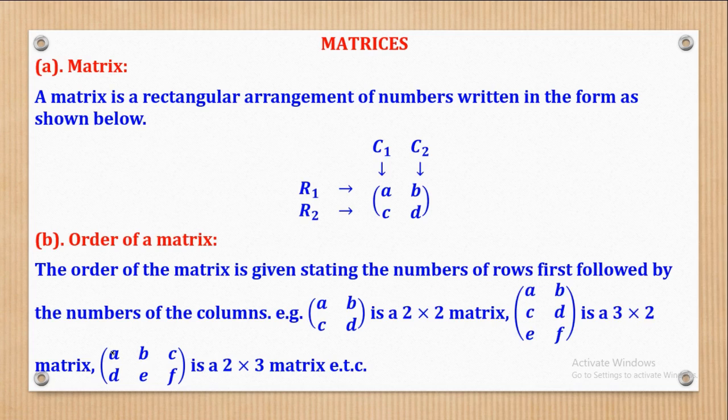Then when you go to this one, it will be 1, 2. So those are 2 rows. That's why you put here 2. Then 1, 2, 3. Those are 3 columns. That's why you put here 3. What does that mean? It means that this one is a 2 by 3 matrix. So that's what we mean by order of a matrix.